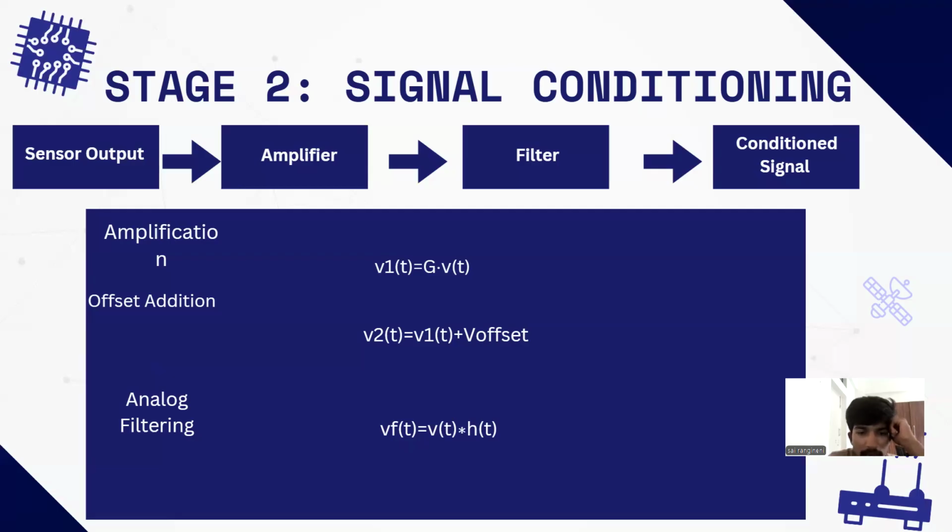This stage is still analog. The math happens physically using resistors, capacitors, and operational amplifiers. You can see a block diagram: sensor output, amplifier, filter, conditioned signal, with amplification, offset addition, and analog filtering.